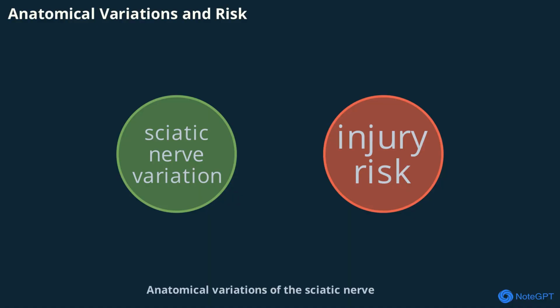Anatomical variations of the sciatic nerve, such as its relationship with the piriformis muscle, can influence susceptibility to injury. Type B and C variants, where the nerve divides earlier or passes through the muscle, are more prone to damage during procedures like hip arthroscopy or intramuscular injections. Awareness of these variations is vital for clinicians to prevent iatrogenic injuries.